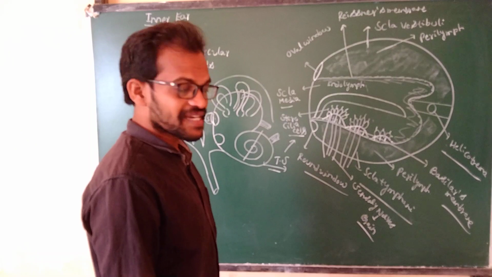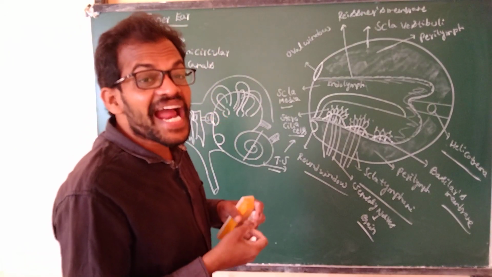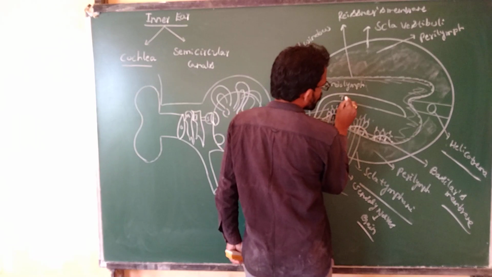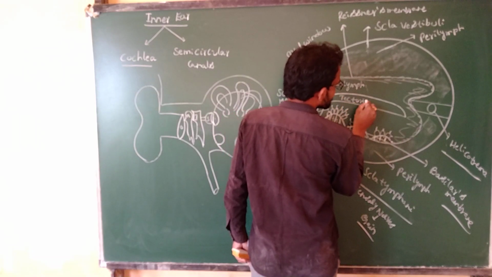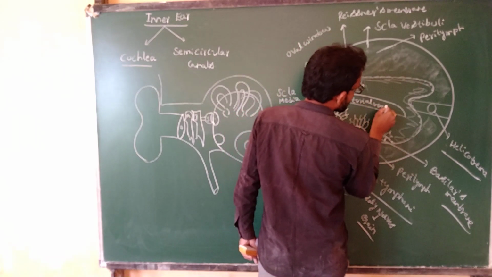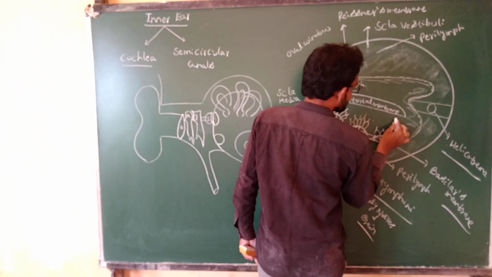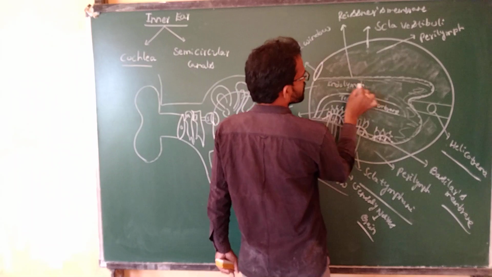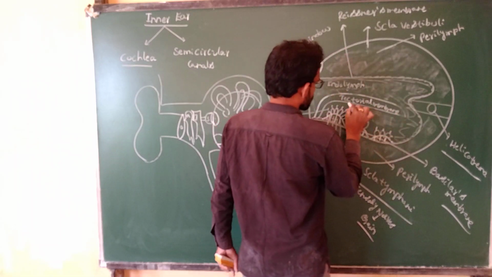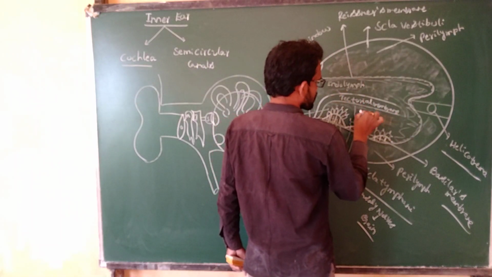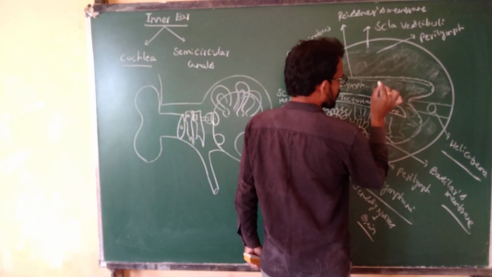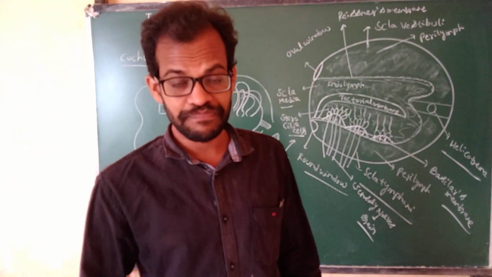The tectorial membrane is in contact with the tip of the hair cells. The center is the scala media, which is filled with endolymph.